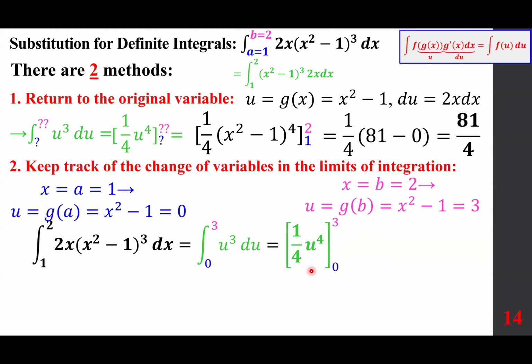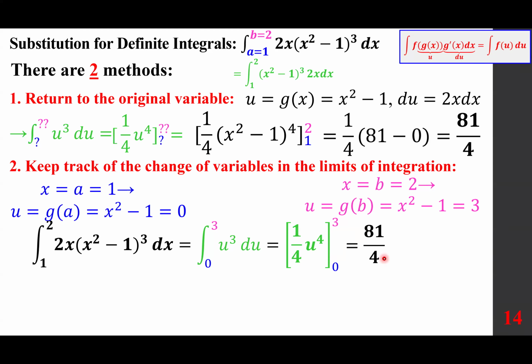So having said that, if I plug in 3, I get 3 to the power 4 is 81. 0 gives me 0, so I get 81 over 4. Normally, this gives us the result a tad faster. Either way is fine, but ultimately you have to learn this method too.